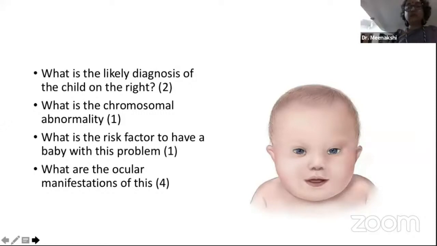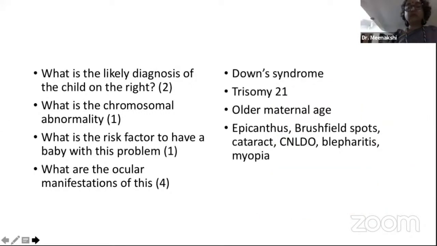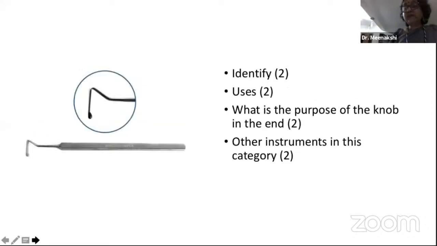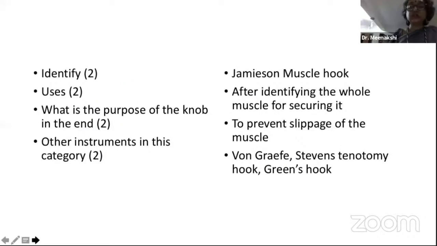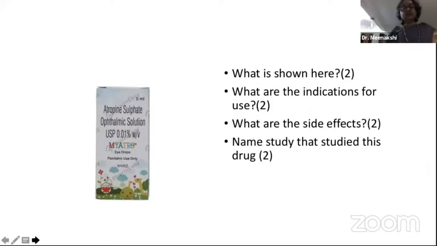You could have a nine gaze photograph. This is a photograph of Duane's retraction syndrome. You could have instruments, like this is a Jameson hook, and the questions are, what are the hooks and what is the reason for the knob and things like that. This is atropine 0.01%. What is the indication? What are the studies that use this? What are the side effects type of questions?